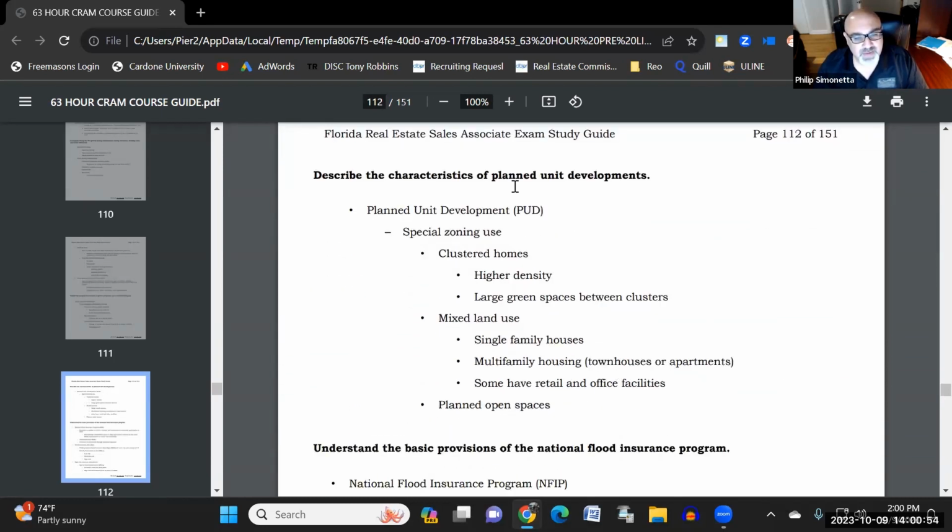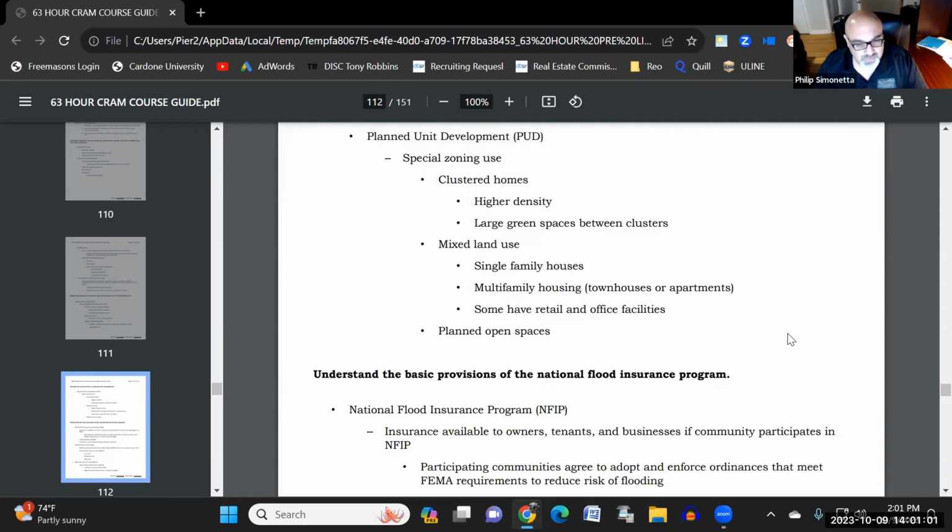You also need to describe the characteristics of a planned unit development. That's a PUD, planned unit development. It's a special zoning use. There are clustered homes. It's a higher density, and then there are green spaces between the clusters. This is like a typical development. There's mixed land use. You have single family homes, multifamily housing, which would be townhouses and apartments, and some of them even have retail locations and office locations built in. Okay, there are also planned open spaces and parks and things like that. This would be a PUD, a planned unit development.